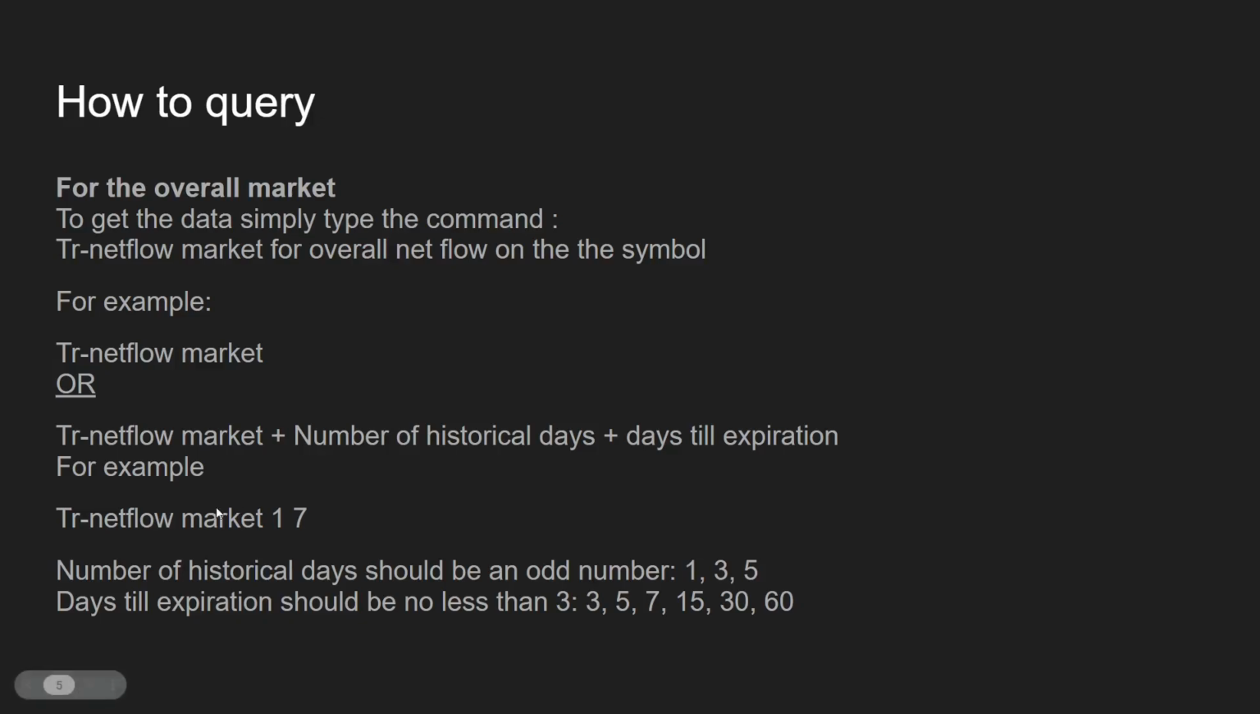Same thing applies for these number commands. The first number has to be either 1, 3, 5. It will be an odd number. The day still expiration cannot be less than 3. It should be an odd number. Upwards you get to 30. And then after that, we're looking at 30, 60. And I would say anything higher than that, just go with the general non-restricted command without excluding anything. Because if you're going to look over 2 or 3 months, I would say just go look for the overall net flow for the market.